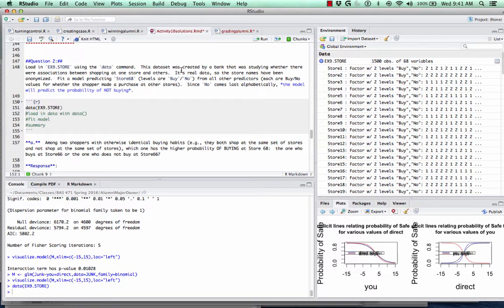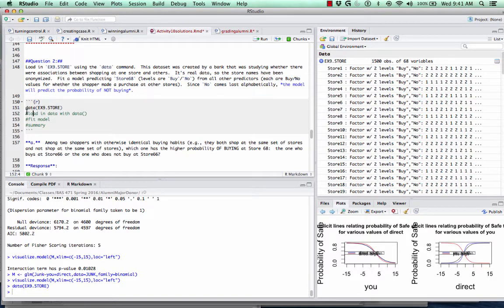All right, so if we're going to develop a model that predicts whether or not someone, say, does shop at store 1, our two levels are buy and no, so our model is going to be predicting the probability of not shopping at that store. So something to keep in mind.